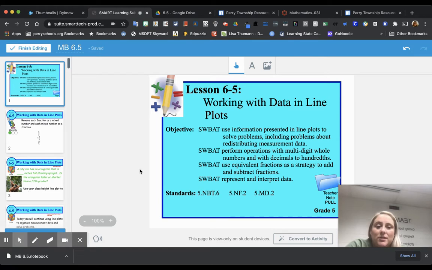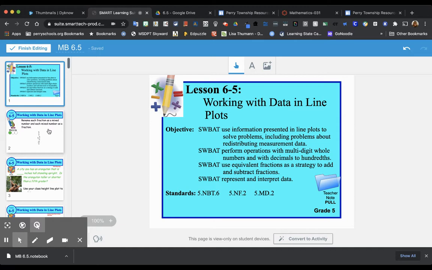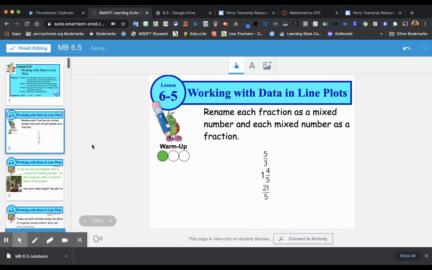We're also going to be able to use equivalent fractions as a strategy to add and subtract fractions, along with representing and interpreting data. Let's go ahead and look at our warm-up here.